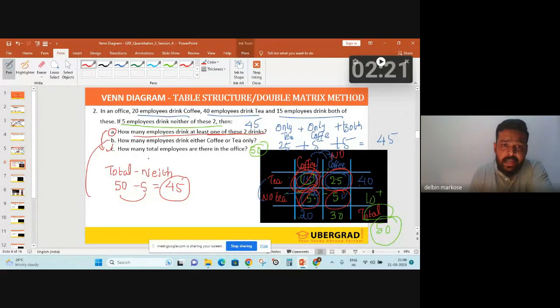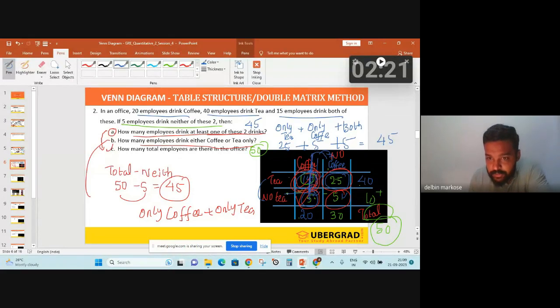And the second one, how many employees drink either only coffee or only tea? That will be only coffee plus only tea. If I look here, only coffee, yeah, this one, that's 5. And here, only tea, that's tea, no coffee, 25. So that will be 30. Is this way also clear to everyone? Could you please confirm it?